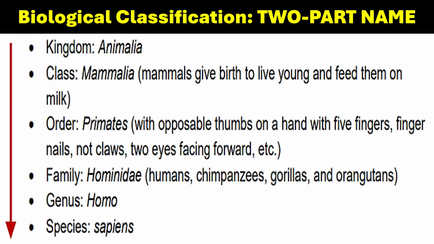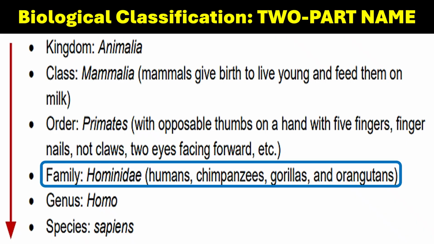All right, so that is the biological classification of humans within the family Hominidae. If you look carefully, the family to which we belong is called Hominidae. We are part of the chimpanzees, the gorillas, and the orangutans. Modern humans are called Homo sapiens. Take note, Homo is the genus name, and sapiens refers to the species name.